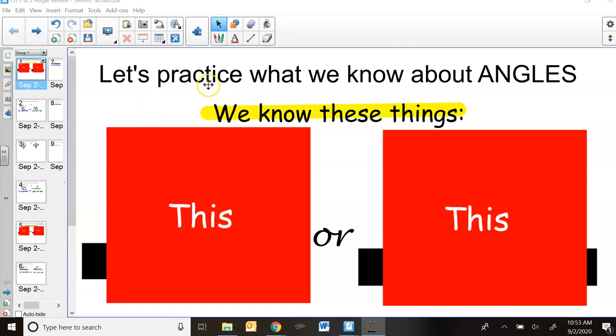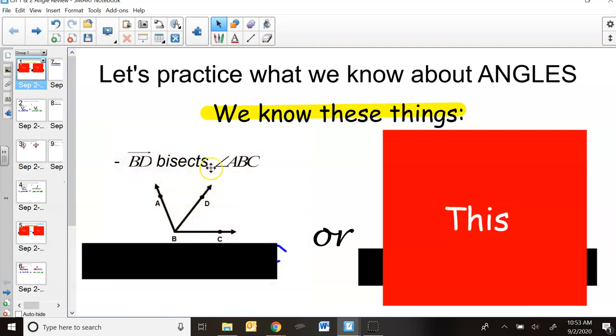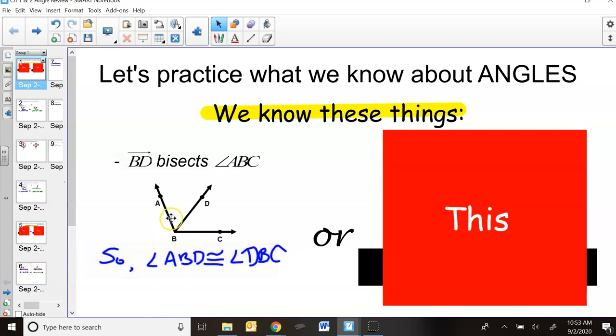Okay, so it says let's practice what we know about angles. We know these two things. We know this, that when a ray bisects an angle, we know that that means that the two angles ABD and DBC are congruent, which is just a fancy way of saying equal. So I know that this equals this, okay?